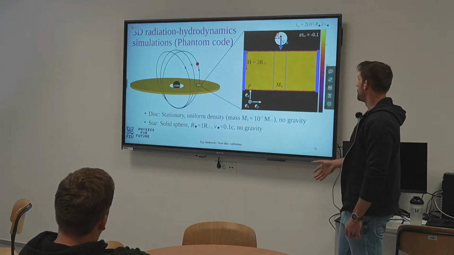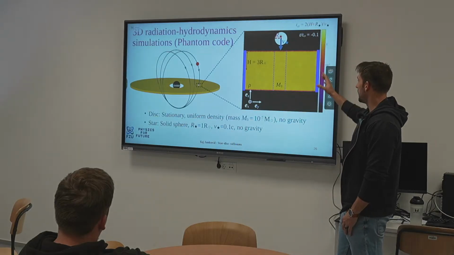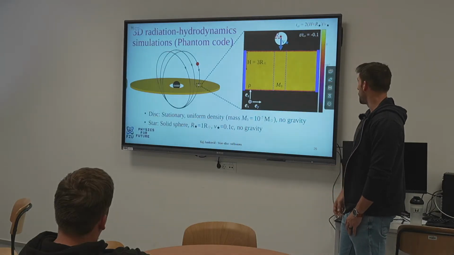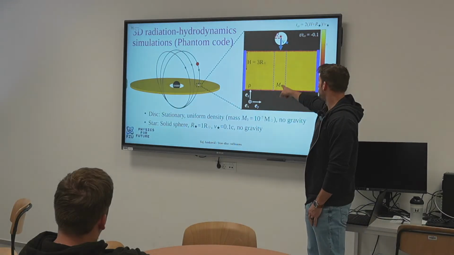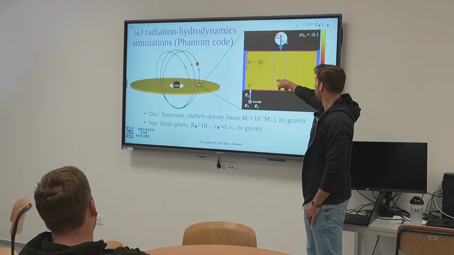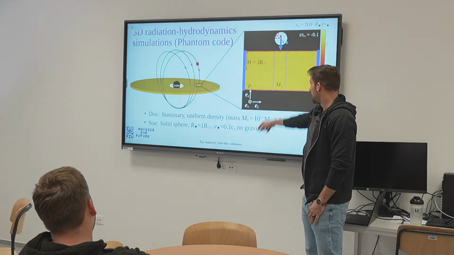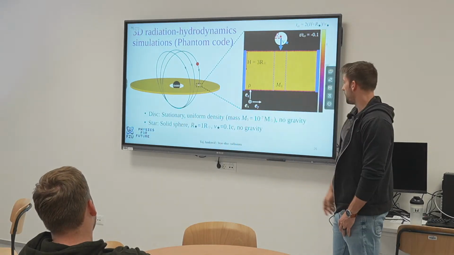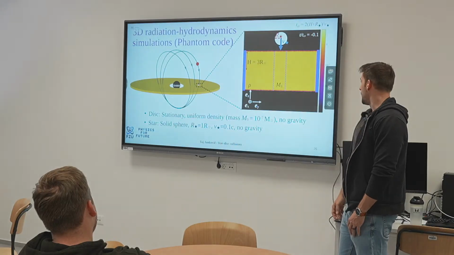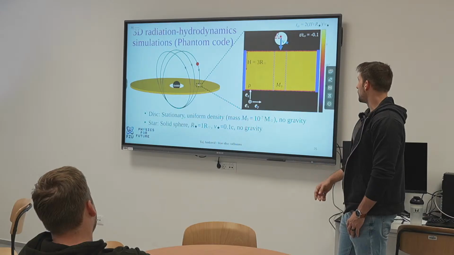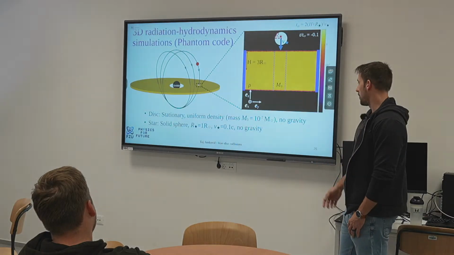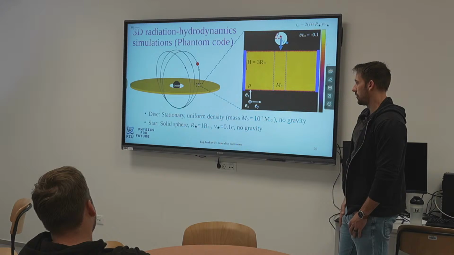For this particular simulation, the density of the disk is uniform. The density is given by this mass m0 inside the column directly intercepted by the star, which is 10 to the minus 7 solar masses. This is obtained from the alpha disk model. We are neglecting any gravity from the disk. We are also not considering gravity of the star.